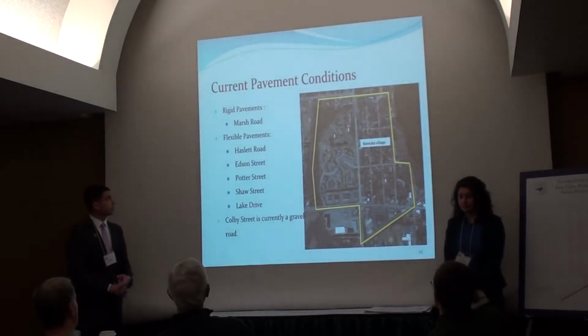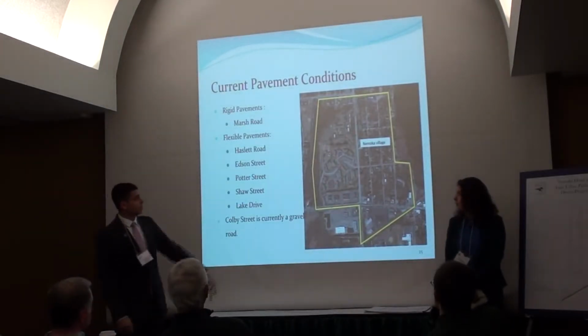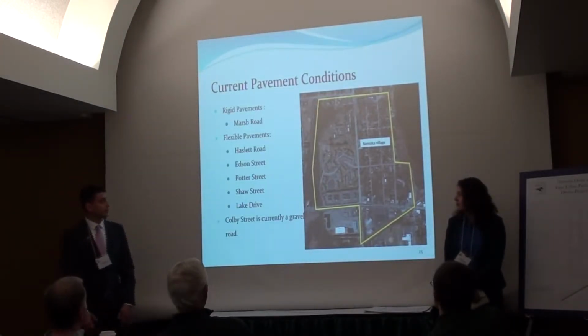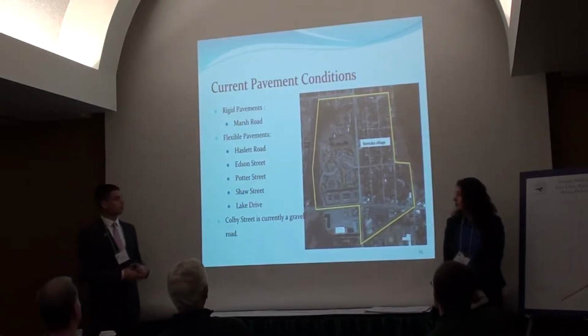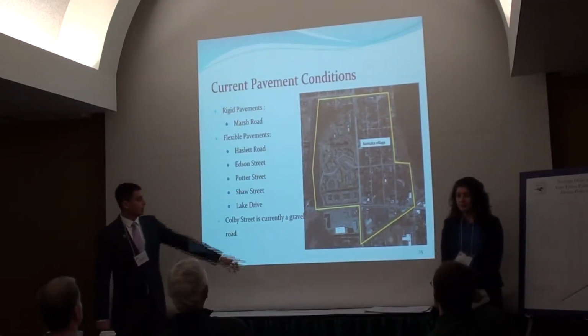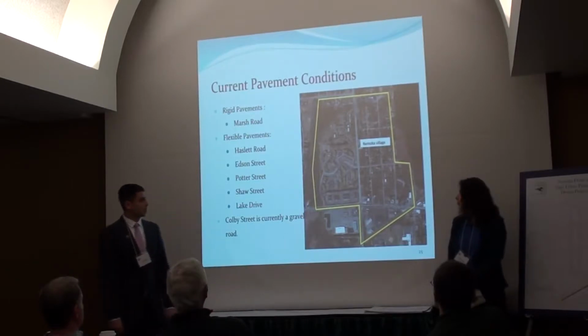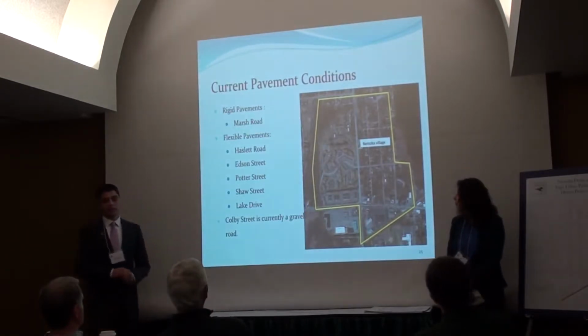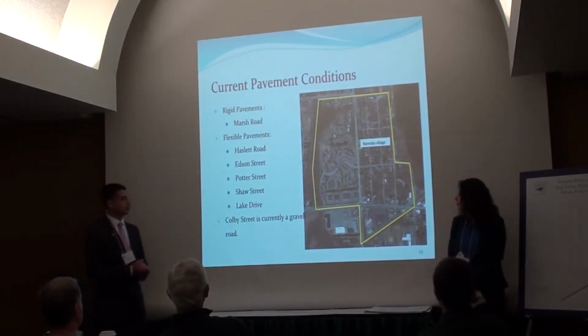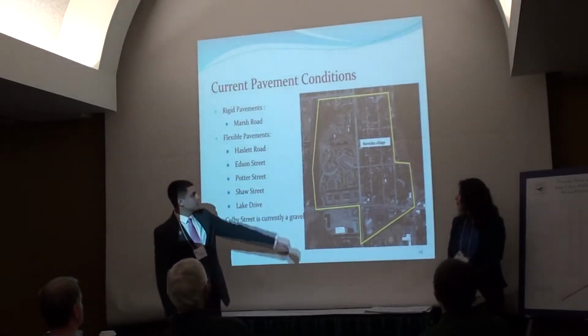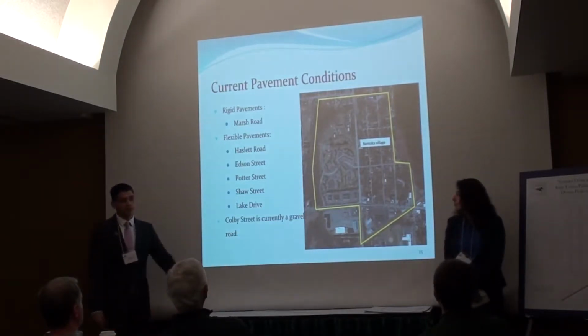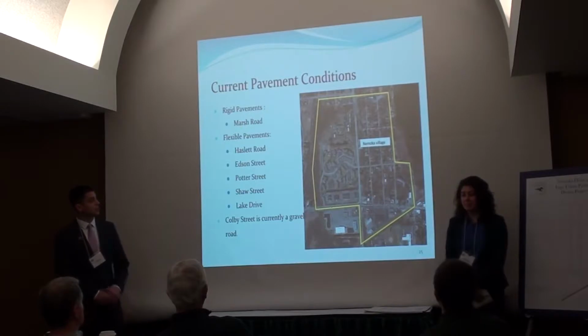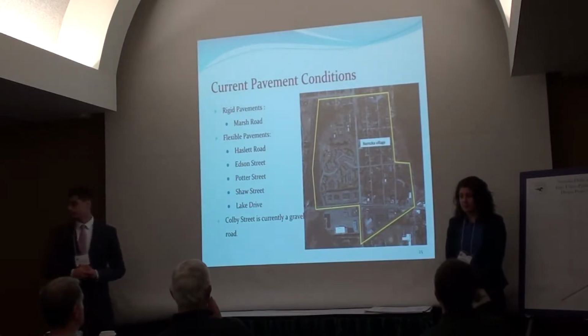As for the current pavement conditions on site, Marsh Road is a concrete overlay. This is concrete overlaid on asphalt. Hazlitt Road is asphalt. It was constructed in 2012. It's in fairly good condition. The neighborhood streets here are also asphalt, with the exception of Colby Street, which is a gravel road.